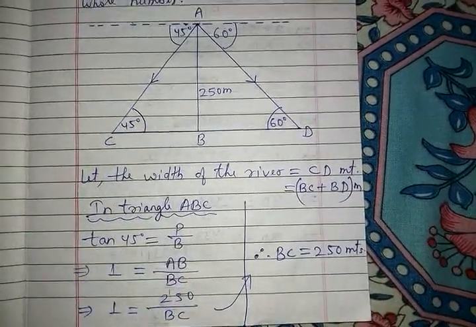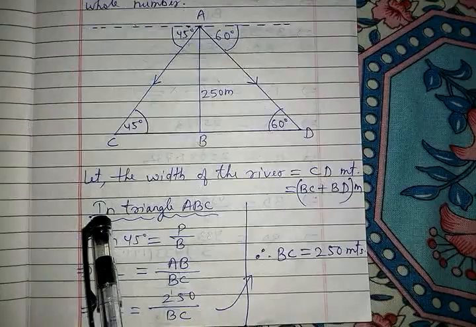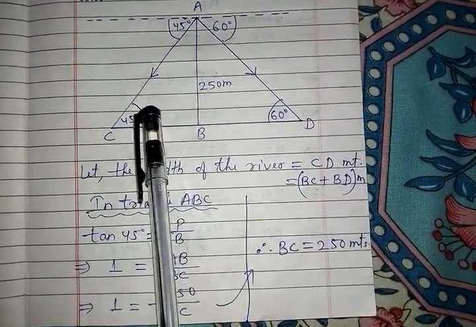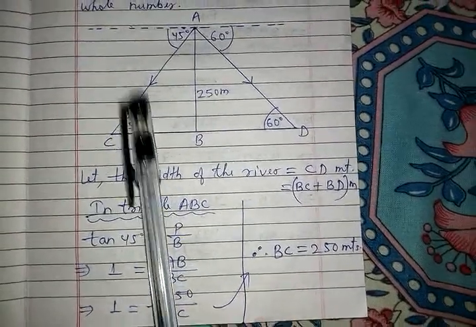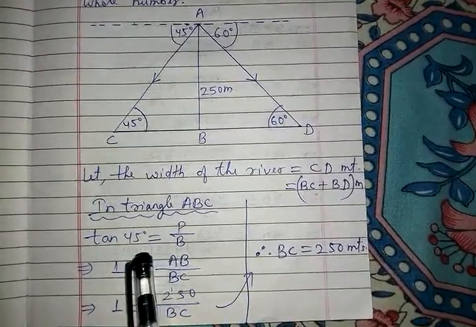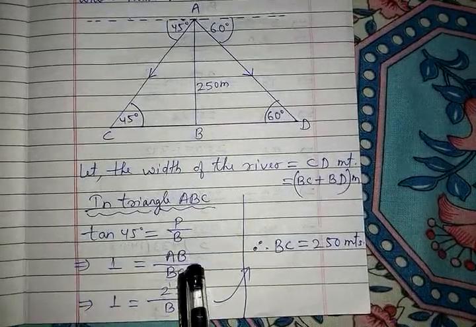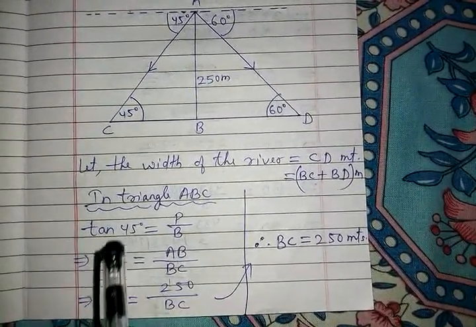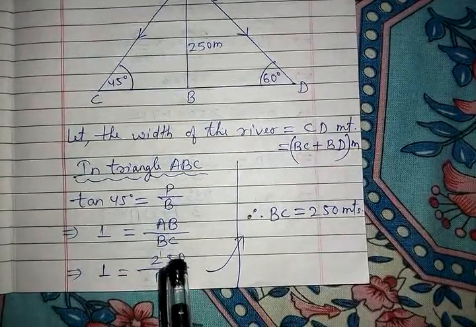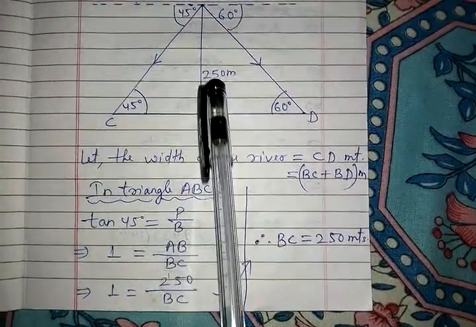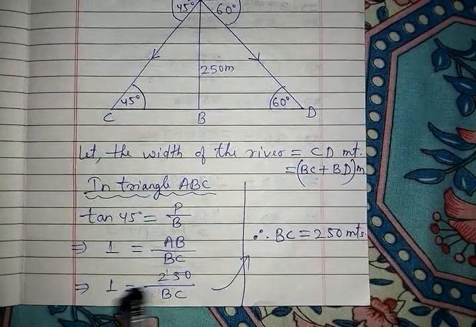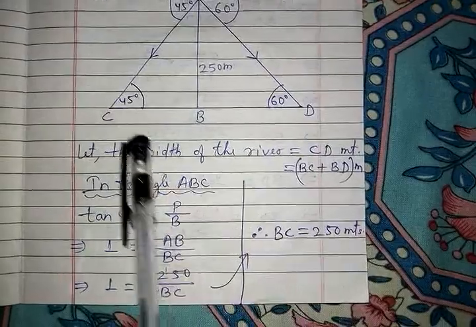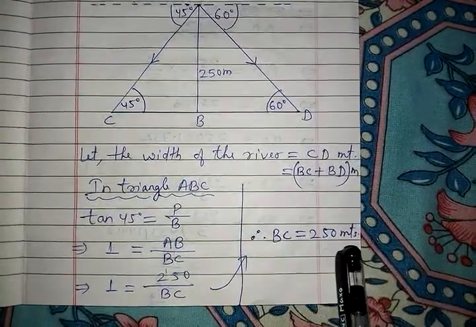Now to find BC we will take triangle ABC. In triangle ABC, tan 45 degree, because your acute angle here is 45 degree, is equal to perpendicular by base, that is AB by BC. Tan 45 is 1. So 1 equals AB value 250 by BC. Now BC into 1 is BC, 250 into 1 is 250. That means we got the value of BC as 250 meter.